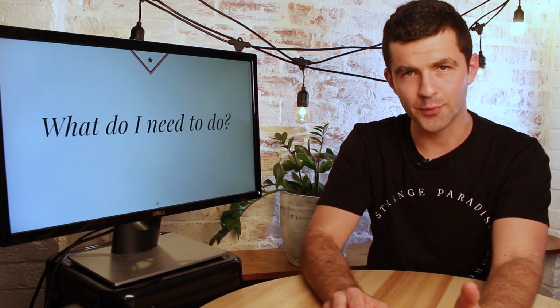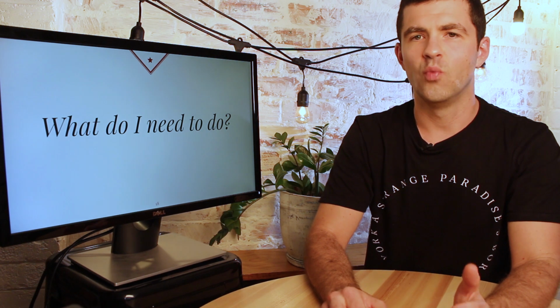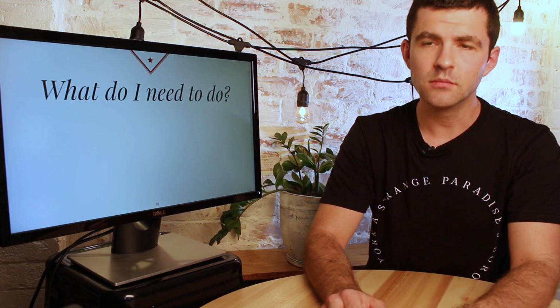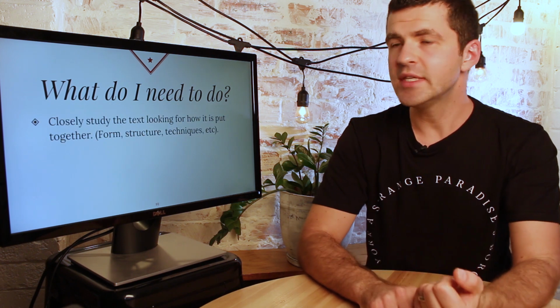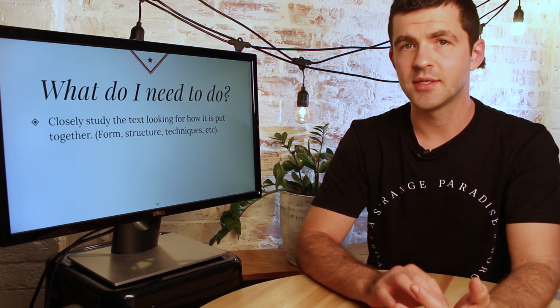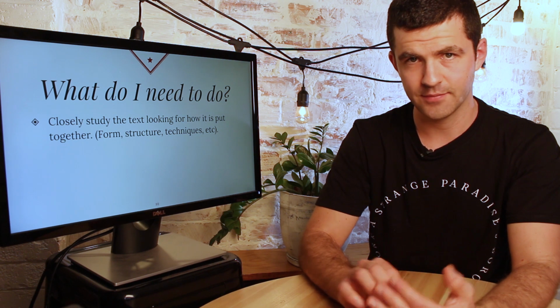So what do I need to do? You're probably asking that question. All right, in this unit, what are the steps? What do I need to take? And how do I get there? Here's what to do. Number one, closely study the text looking for how it's put together. So that's form, structure, techniques, all that kind of stuff. Look for how it's been made.